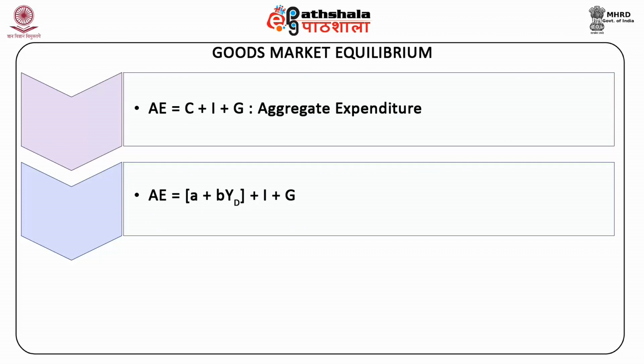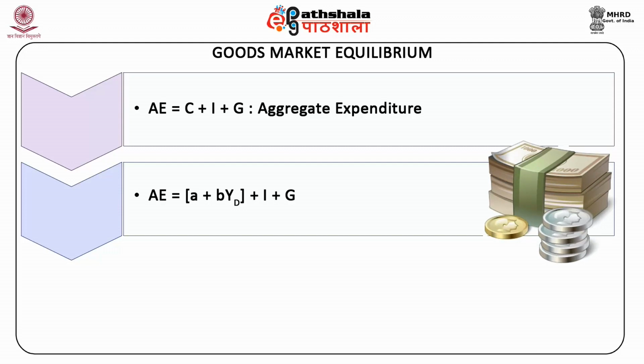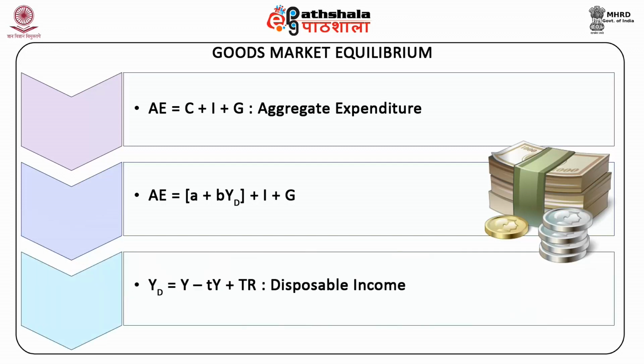I is the autonomous investment, G is the autonomous government spending, and YD is the disposable income left after taxes and transfers have been adjusted in the income. YD = Y - tY + TR, where t shows the proportion of income that is taxed and TR is the transfers made by the government to the individuals.